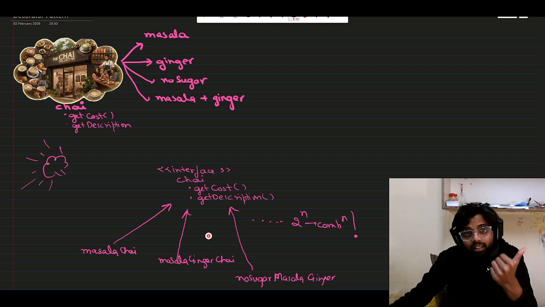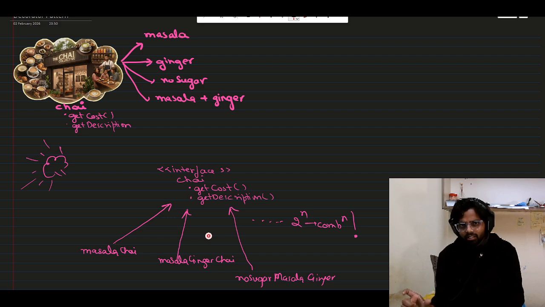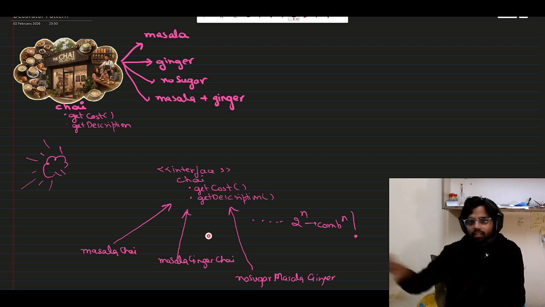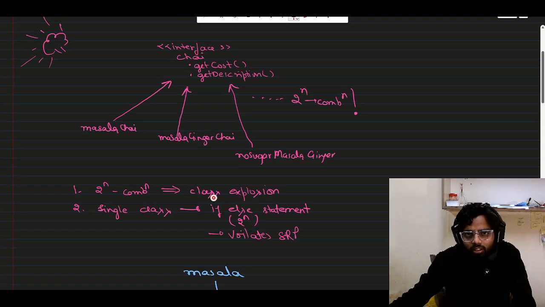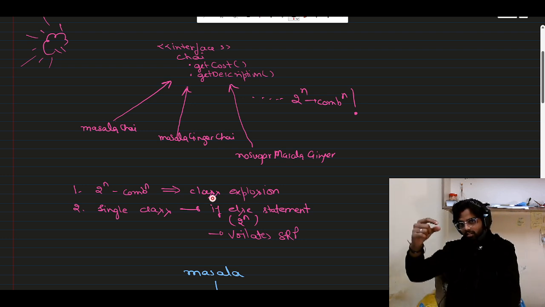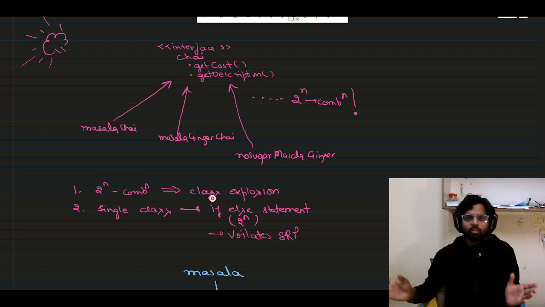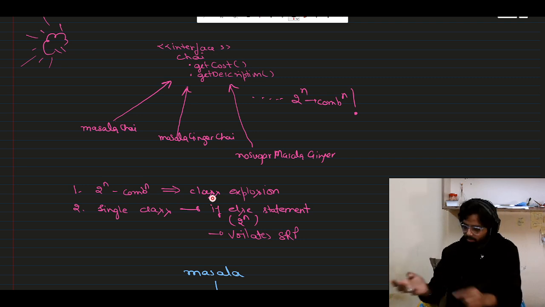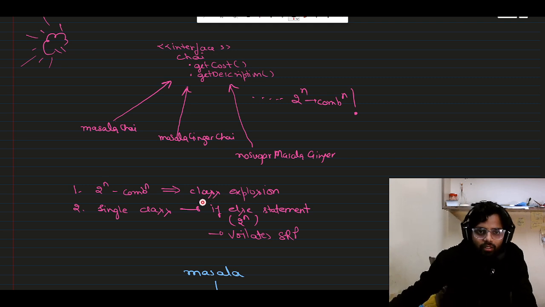I can think of creating a simple class and then writing some if else statements inside that class, and whatever combination the customer wants, that will be implemented. But there will also be a problem in this. Why? Because there are various if else blocks, approximately 2 power n if else blocks, and it also violates the single responsibility principle and the open closed principle. So, what is the solution then?